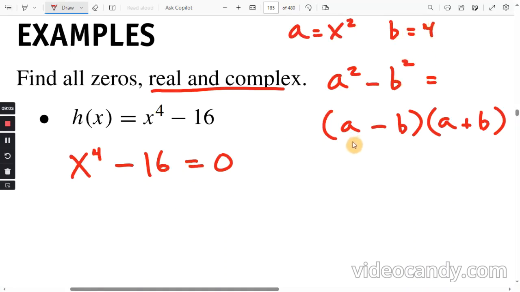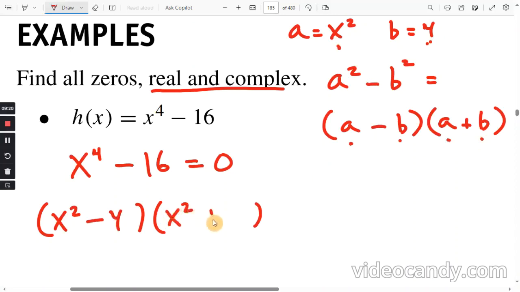All right, so a minus b would be x squared minus 4. And a plus b would be x squared plus 4. And that whole thing still equals 0. Okay, if you want to test this, use FOIL. X squared times x squared is x to the fourth. Negative 4x squared plus 4x squared is 0. And then negative 4 times positive 4 is negative 16.